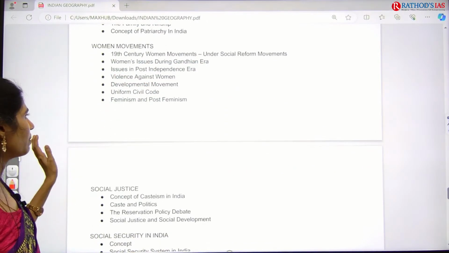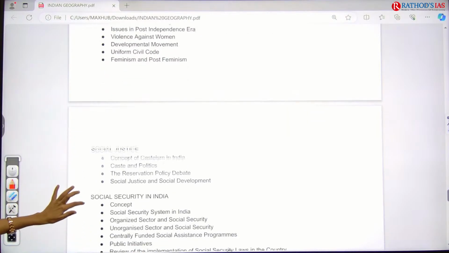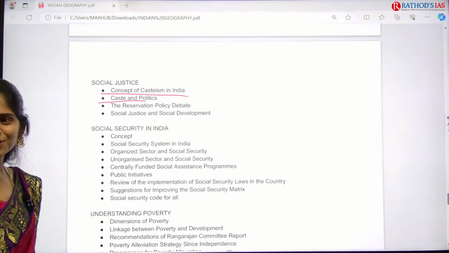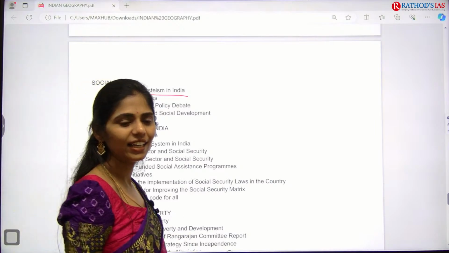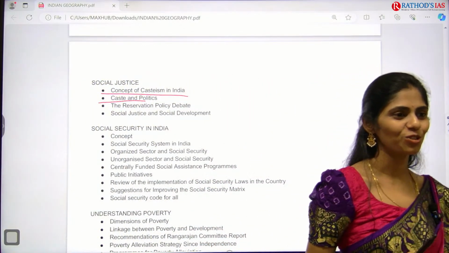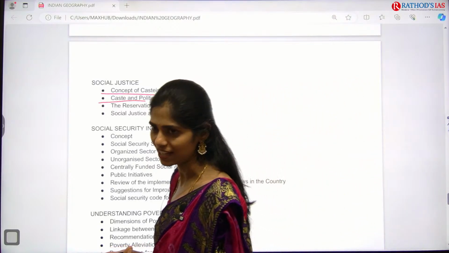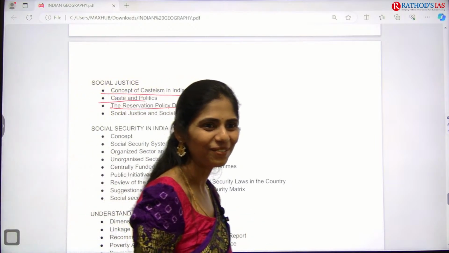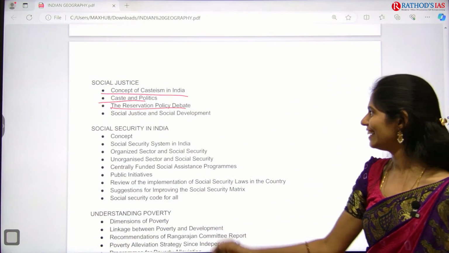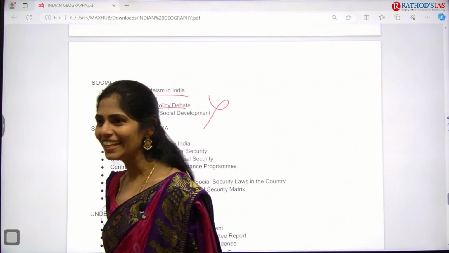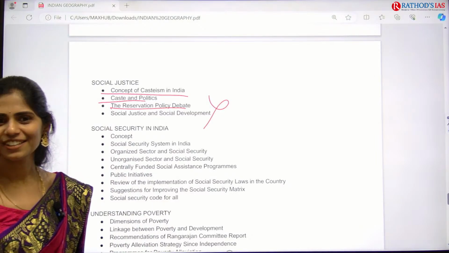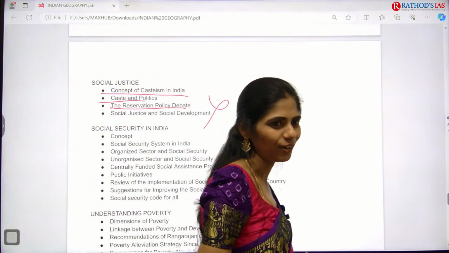And you have to know about feminism and post-feminism concepts. The next one is from social justice: you have to know about the concept of casteism and caste politics. It is a very sad thing that in India caste politics still goes on. Based on caste only, even admissions in institutions happen. So you have to know about caste and the reservation policy, whether we have to continue this debate, this reservation, or we have to eliminate it. Now we have Modi 3.0, right? There may be removal of reservation for SCs and STs. This is one proposal, so we have to wait and see whether this reservation is removed or not.